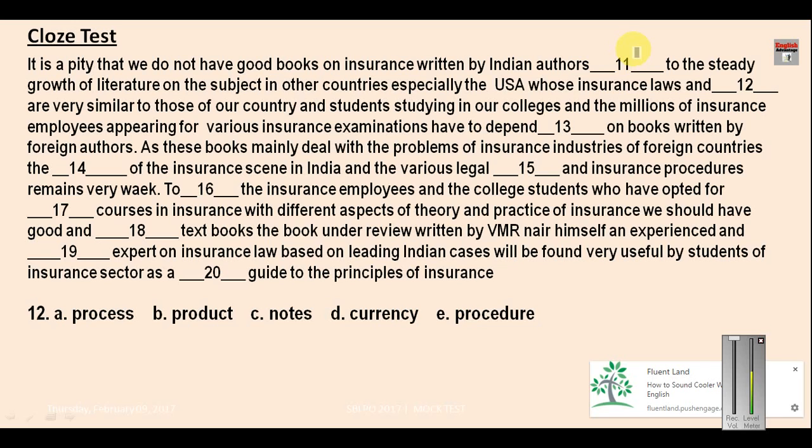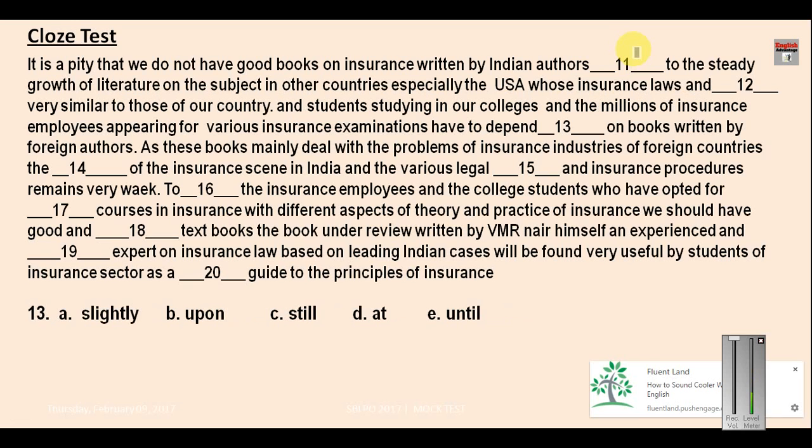Since laws is given here, it makes sense that you put only a plural noun here, laws and notes, because notes is also plural. So that is why in blank number 12 your answer will be notes, that is C. Are very similar to those of our country and statement studying in our colleges, and the millions of insurance employees appearing for various insurance examinations have to depend.